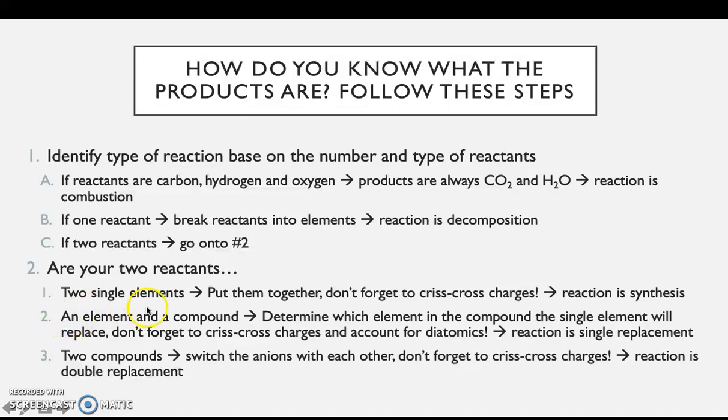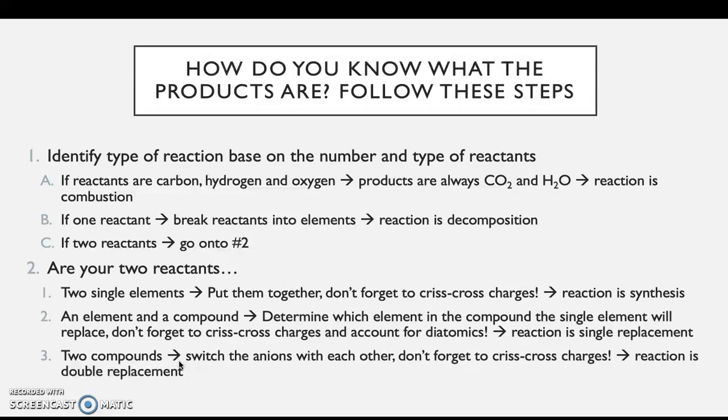If you have an element and a compound, you're going to first determine whether the single element will actually replace the element in the compound, or which element the single element is going to replace. So if the single element is a metal, it's going to replace the metal. If the single element is a nonmetal, it's going to replace the nonmetal. So determine which of those it's going to replace. Don't forget to crisscross your charges and check for diatomics. Your reaction is a single replacement.